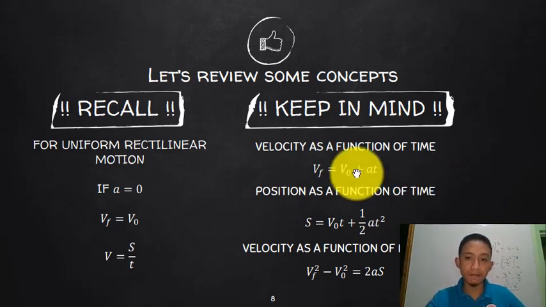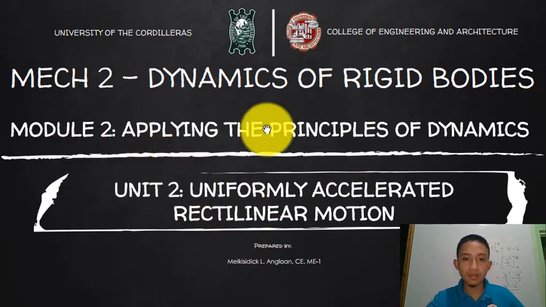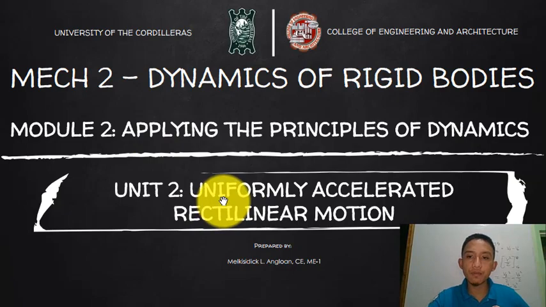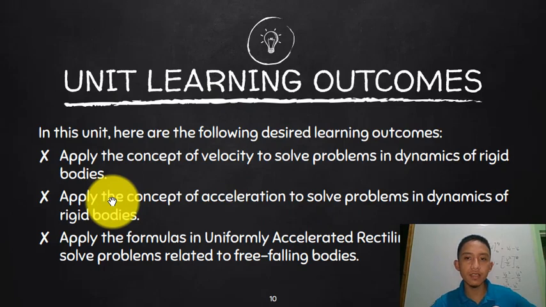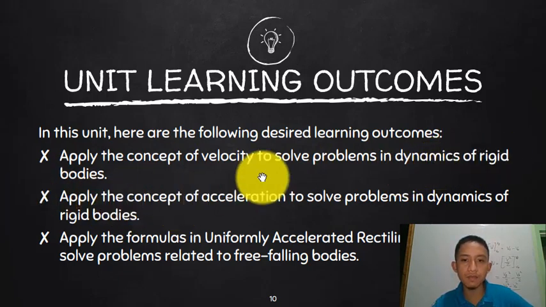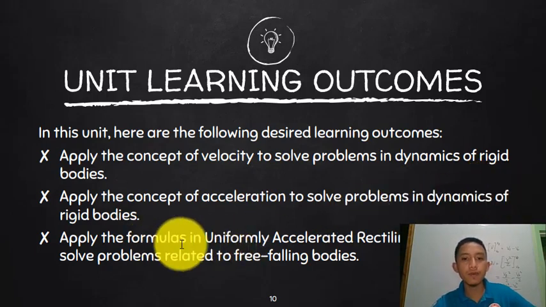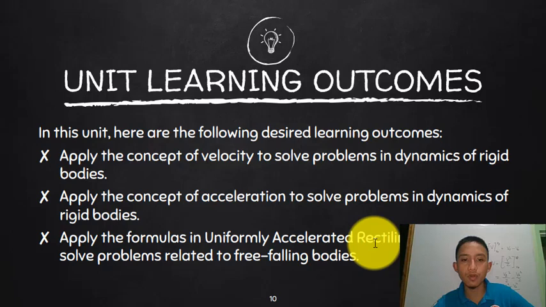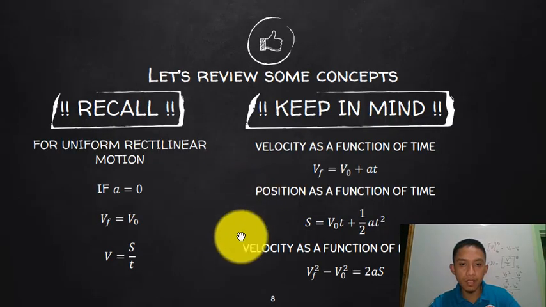So that is your unit 1. Let's proceed to your unit 2. In unit 2, that is your second type, your uniformly accelerated rectilinear motion. In this unit, you will be applying the concept of velocity to solve problems in dynamics of rigid bodies, applying the concept of acceleration to solve problems in dynamics of rigid bodies, and applying the formulas in uniformly accelerated rectilinear motion to solve problems related to free-falling bodies. So we will be using there the formulas that we derived a while ago.